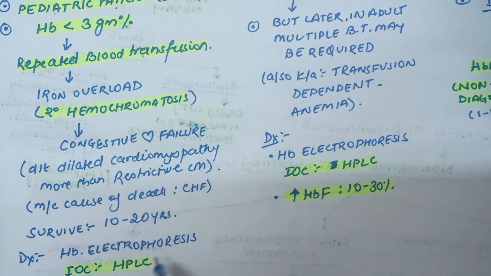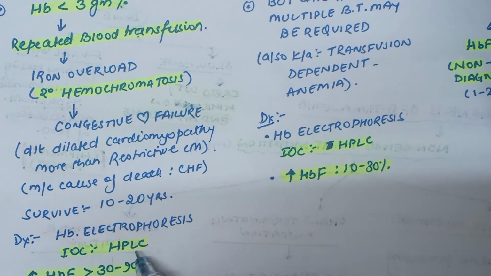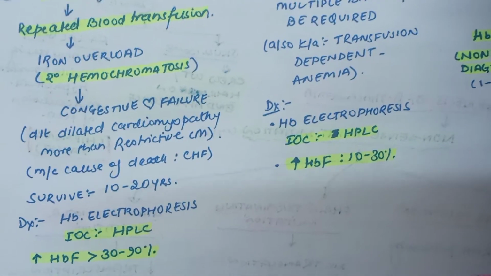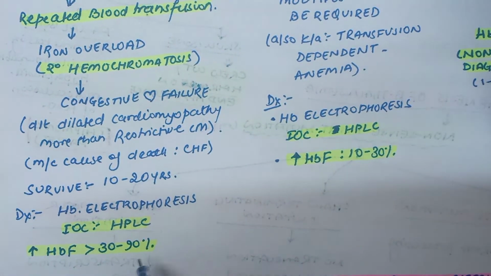Beta thalassemia major can be screened by hemoglobin electrophoresis, and the investigation of choice is HPLC, that is high performance liquid chromatography, where the fetal hemoglobin will increase by more than 30 to 90%.